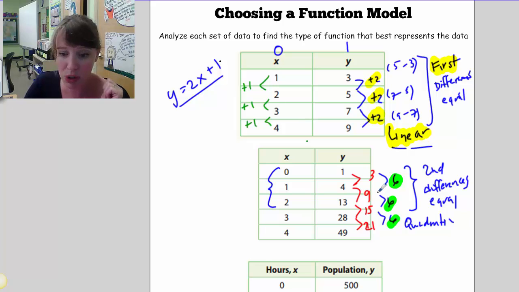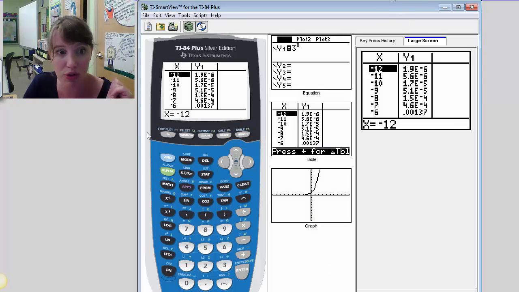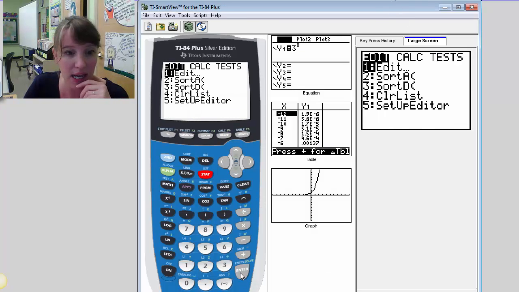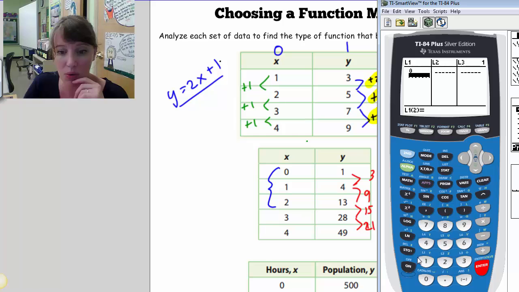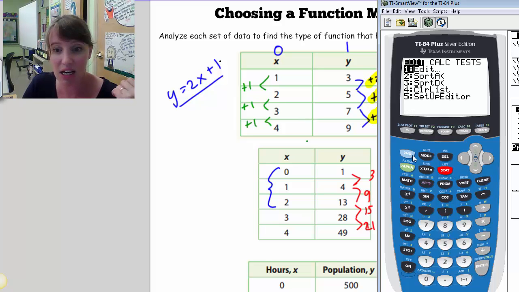Now, what you could do is you could take these points and plot them on a graphing calculator to determine what you have for the quadratic function. Remember, if we go into Stat and Edit, we could put these lists in a table. So it would be 0, 1, 2, 3, and 4 here. And on the right side, we'd have 1, 4, 13, 28, and 49. Now, in order to figure out what sort of quadratic equation it is, I could actually ask the calculator to run regression.